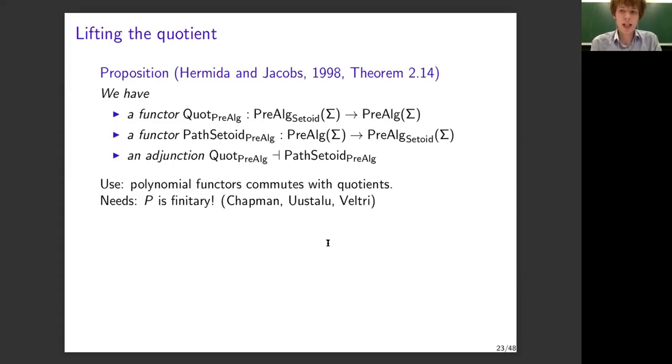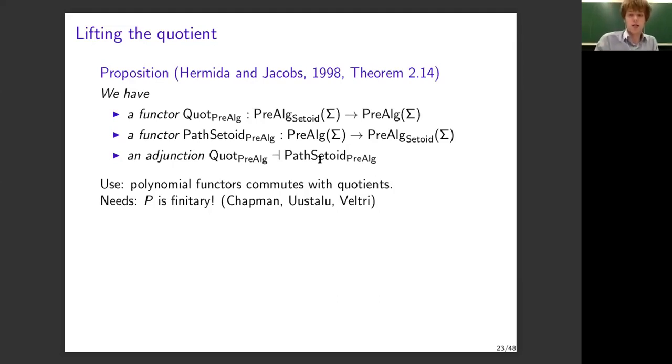Since pre-algebras are defined as the category of functor algebras on the functor, we can already use results known for this category. A particular one is by Hermida and Jacobs, who give conditions to lift an adjunction between two categories to an adjunction between categories of algebras. By applying this result, we can lift the quotient to an adjunction between pre-algebras in sets and pre-algebras in setoids.